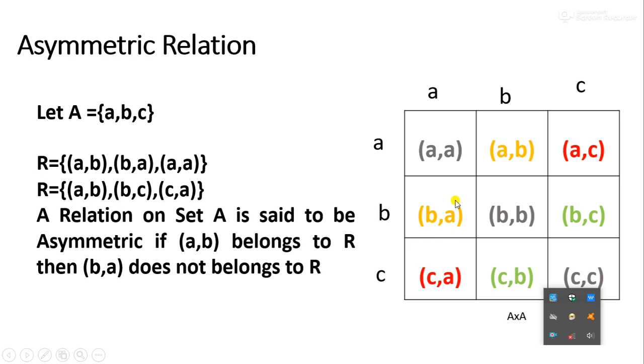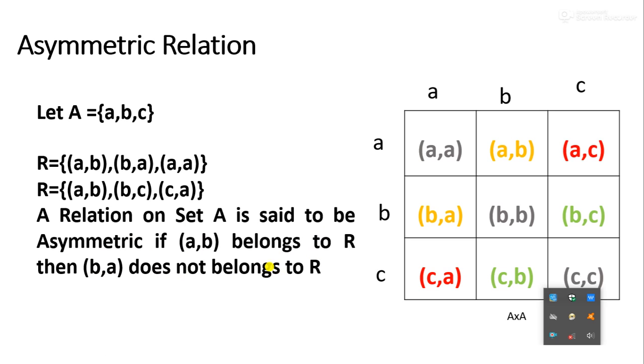In an asymmetric relation we don't need to include diagonal elements, and we don't need to include both symmetric elements. If we have one symmetric element, then we don't need to include the other symmetric element for that relation. If we contain both the symmetric elements, then the relation is not an asymmetric relation. So a relation on set A is said to be asymmetric if (a, b) belongs to R, then (b, a) does not belong to R.